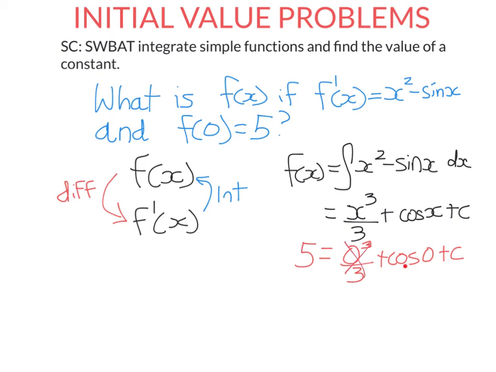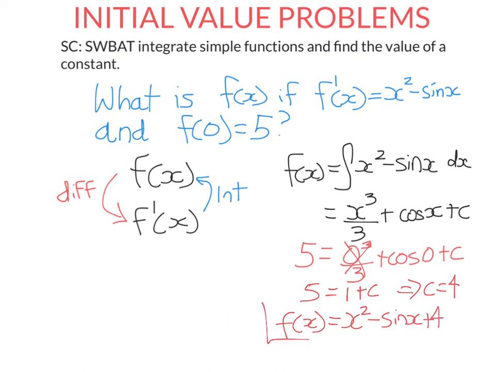But remember, cos 0 is not actually 0. Cos 0 is actually 1. So I get 5 equals 1 plus c. Of course, c is equal to 4. And that, of course, means that my original function f(x) is actually x cubed over 3 plus cos x plus 4. And that's the answer I'm going for.